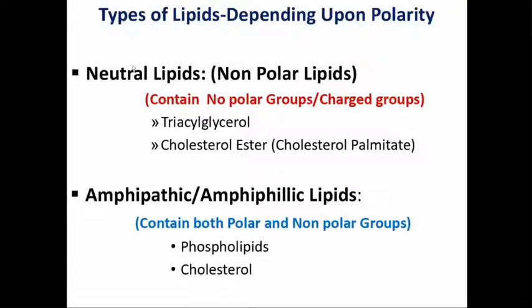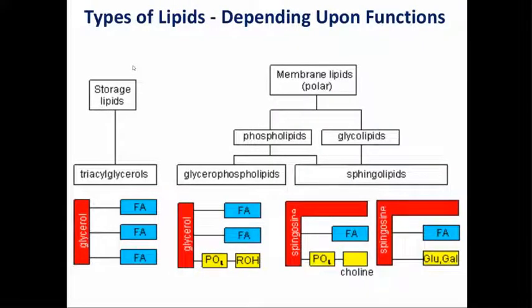Amphipathic lipids: if a molecule has both polar and non-polar parts in one molecule, the molecule is named amphipathic in nature. Phospholipids are amphipathic, and they are the major component of the plasma membrane. Why do they fit? Due to the presence of both polar and non-polar parts that makes them suitable to be part of the plasma membrane. And this is a classification of lipids based on their functions: storage form of lipids like triacylglycerol, membrane lipids like phospholipids, glycolipids, and so on.